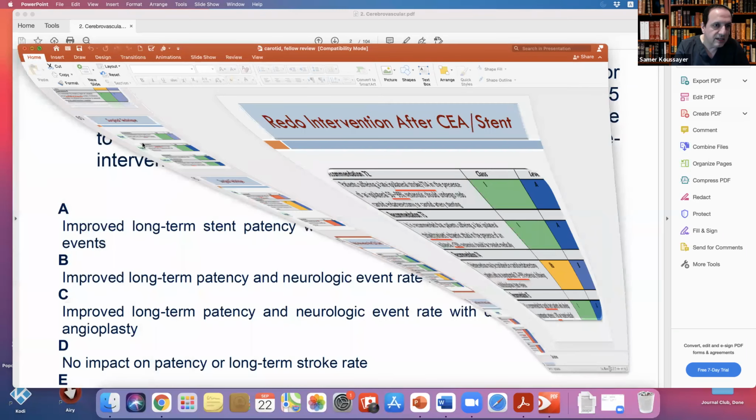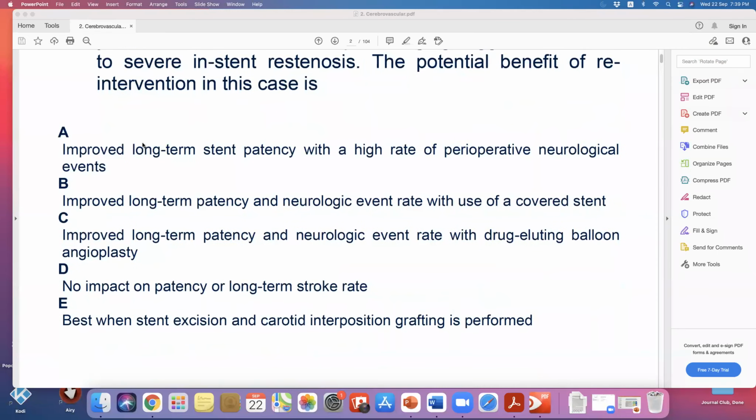So let's see what the question says. Option A: improved long-term stent patency with a high rate of perioperative neurological events. We can get benefit from this because we're not trying to solve the question; we need to try to learn. Re-intervention will not improve patency, and the reason we don't redo them is not a high rate of perioperative neurological events.